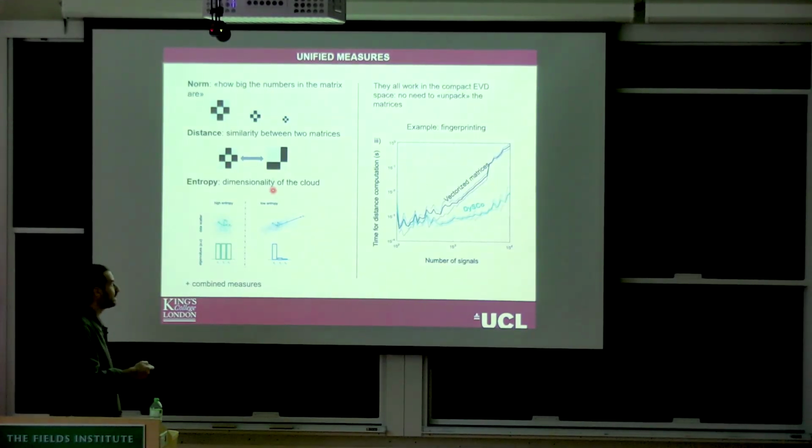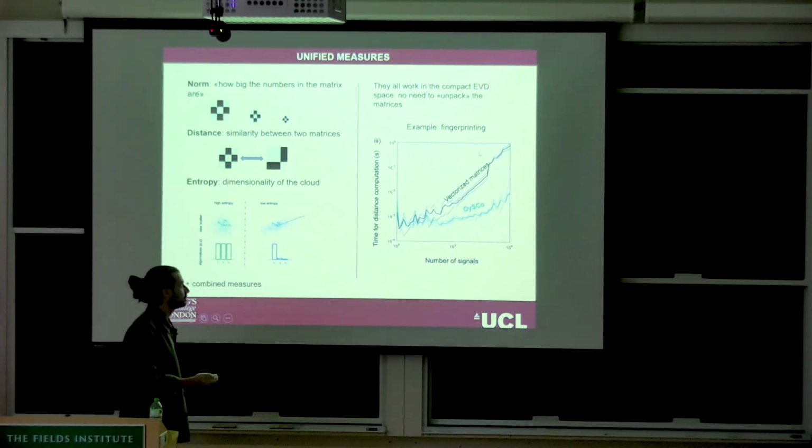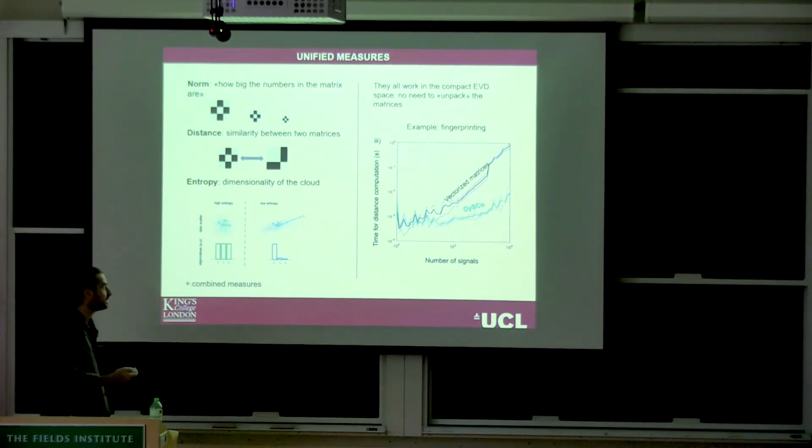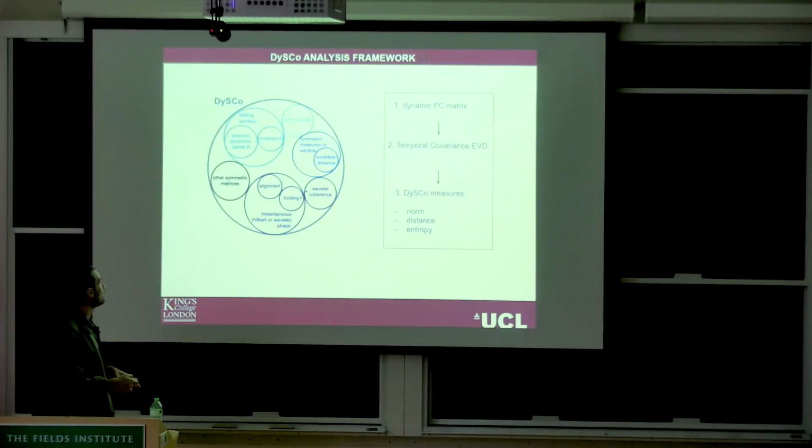For example, if you do a classical functional connectivity analysis, which is the fingerprinting that we have heard before about, using DySCo, it becomes extremely faster because you are using these measures that work on top of the optimized EVD. Okay, so to summarize, DySCo is a framework for dynamic functional connectivity that works with this optimized EVD, and it proposes these measures to do dynamic functional connectivity analysis.